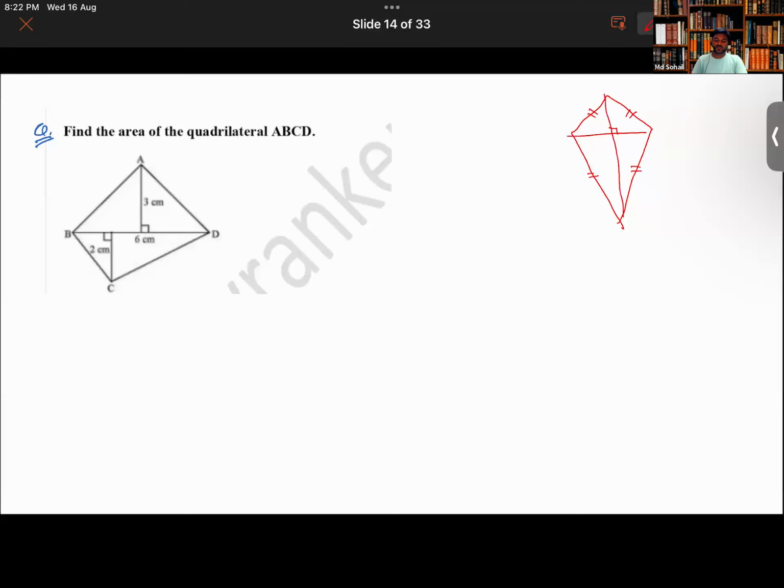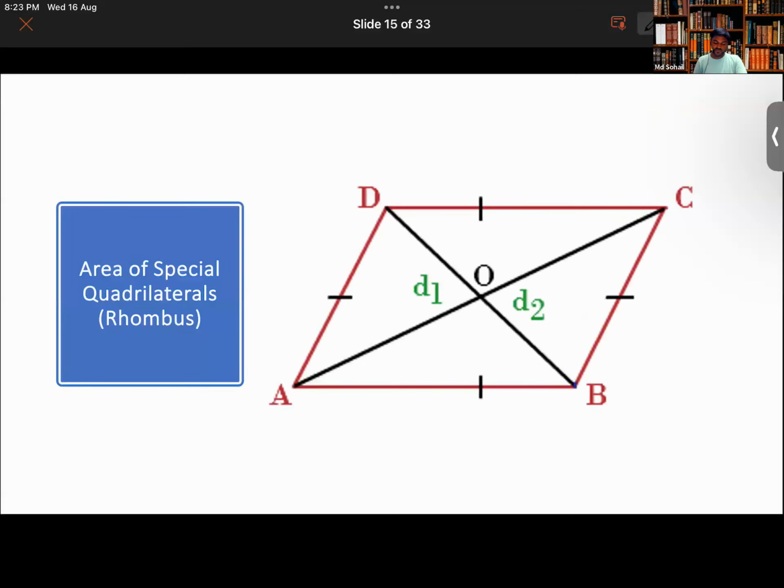So basically, this bigger diagonal, let's call it capital D, and this, let's call it small d. The bigger diagonal bisects the small diagonal into two equal halves, but the bigger diagonal does not itself get divided into two equal halves. This one is smaller and this one is greater, while these two are equal. Okay, now let's move on.